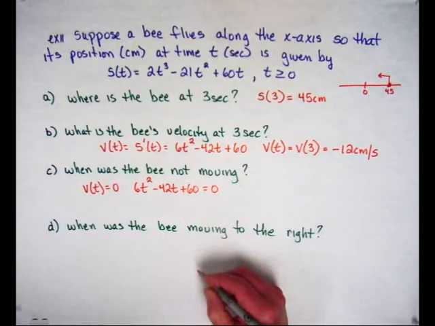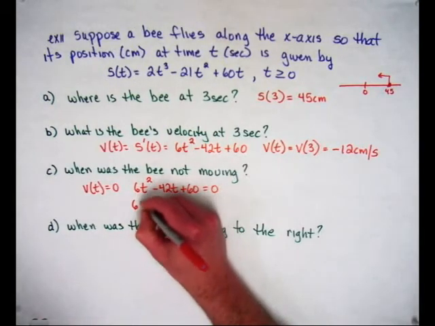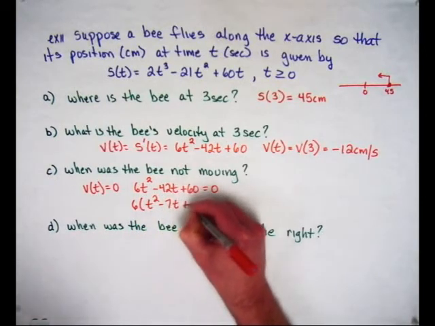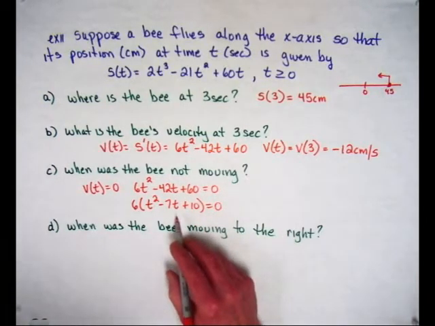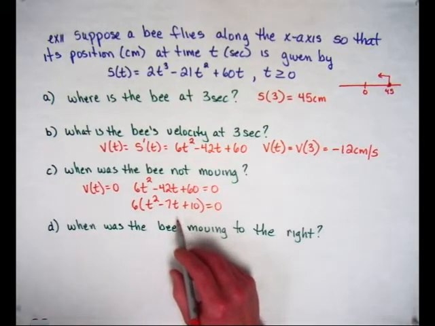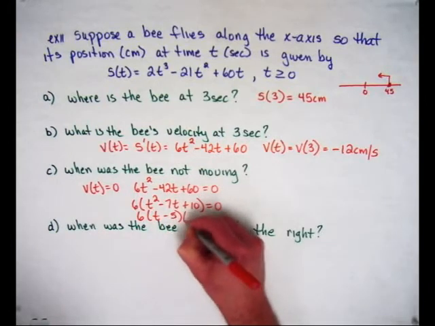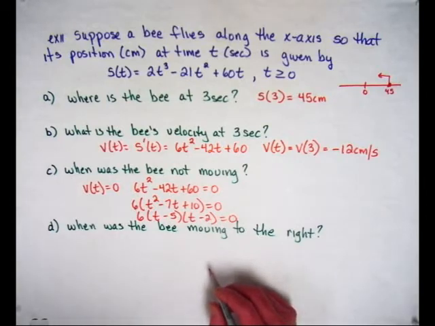Now to solve this, you have to recognize what kind of equation you have. This is called a quadratic equation, so we need to factor it. First of all, there's a common factor of 6, so we can take the 6 out, and we'll be left with t squared minus 7t plus 10 equals 0. And then the trinomial that we are left with can be factored into t minus 5 and t minus 2. So 6 times t minus 5 times t minus 2 equals 0. And we're looking for what values of time would give us 0 for a velocity.